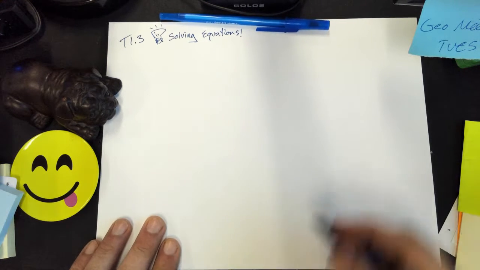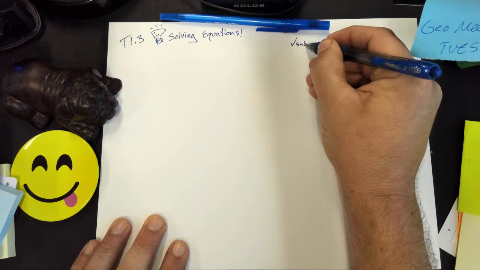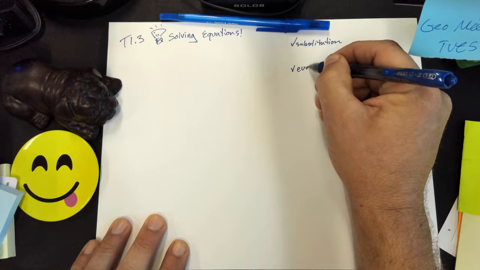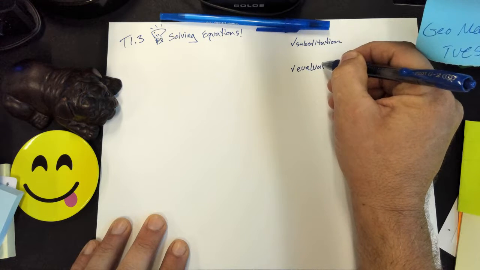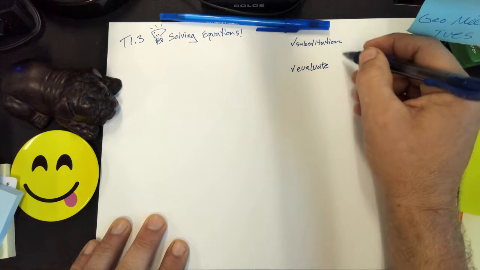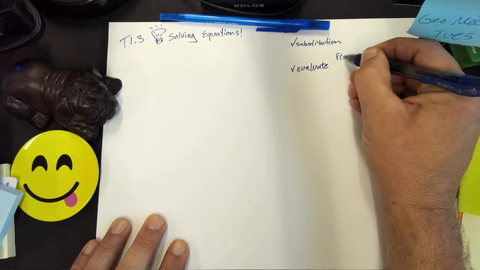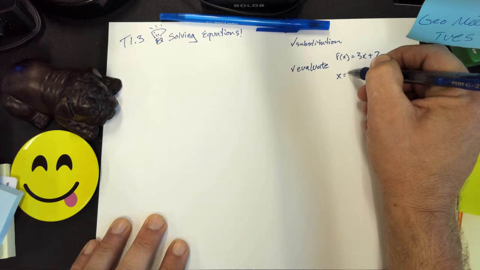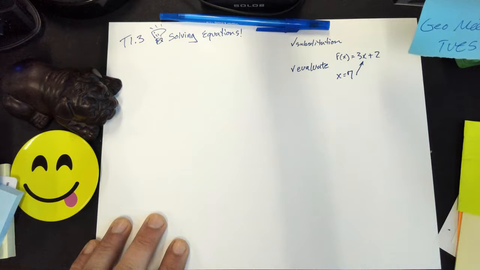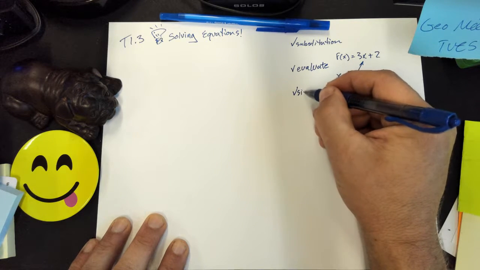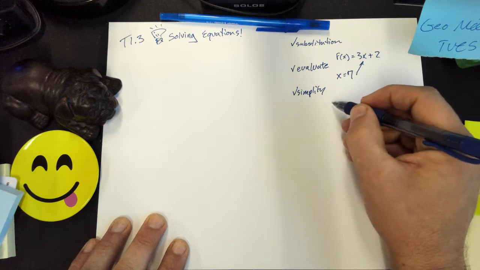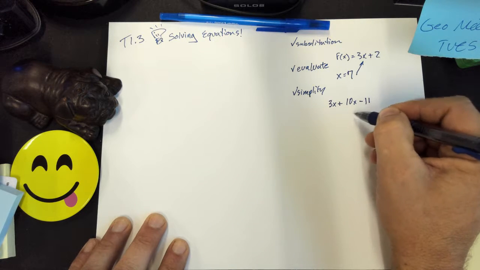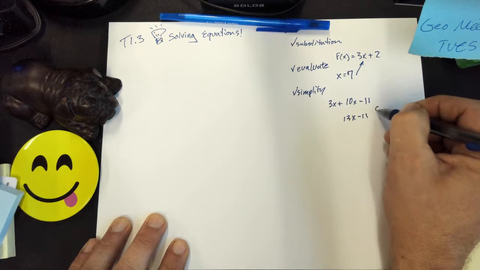So let's talk about what we've done so far. We've done substitution. We've done evaluate, which is a pretty similar thing, these two. In both cases, we have an equation such as f of x equals 3x plus 2, and then we give you an x value such as x is 7, and you have to plug it in there. Or simplify, which is, we had 3x plus 10x minus 11, and we turned that into just 13x minus 11 by combining like terms.